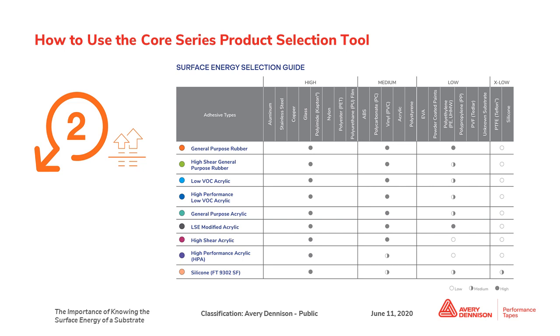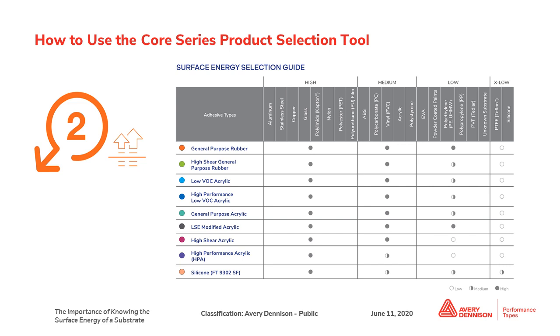The columns to the right of the adhesive types column are the different surface energies we have categorized here. So first you have high surface energy, and those common materials would consist of aluminum, stainless steel, and copper. Metals are high surface energy materials, and you need to be careful thinking about metal, though. You need to make sure it's a clean metal and not some type of coated metal or painted metal, because if that were the case, you wouldn't actually be bonding to the metal. You'd be bonding to the coating.